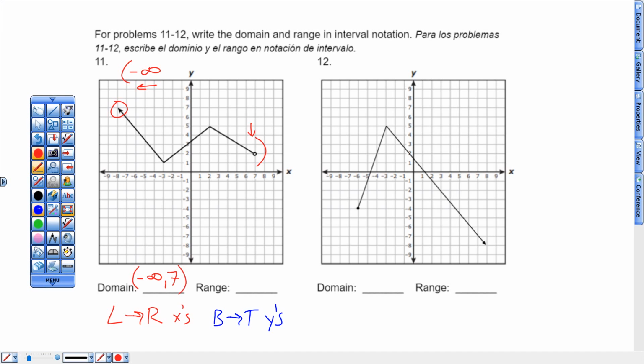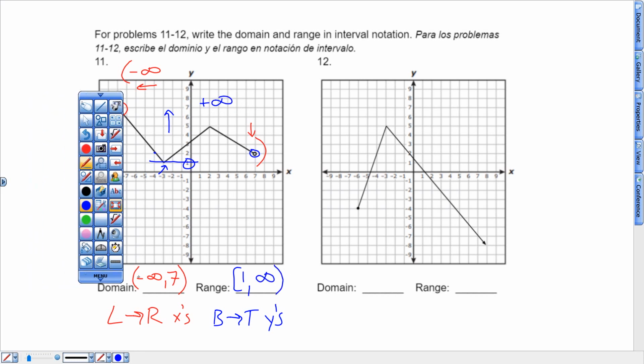My range for my bottom here is from 1, and because this is closed, I write that square all the way up. And now, even though this is open, I do have data there, so we're going to consider that all the way. And then up is +infinity, so we'll say from 1 square to +infinity rounded.